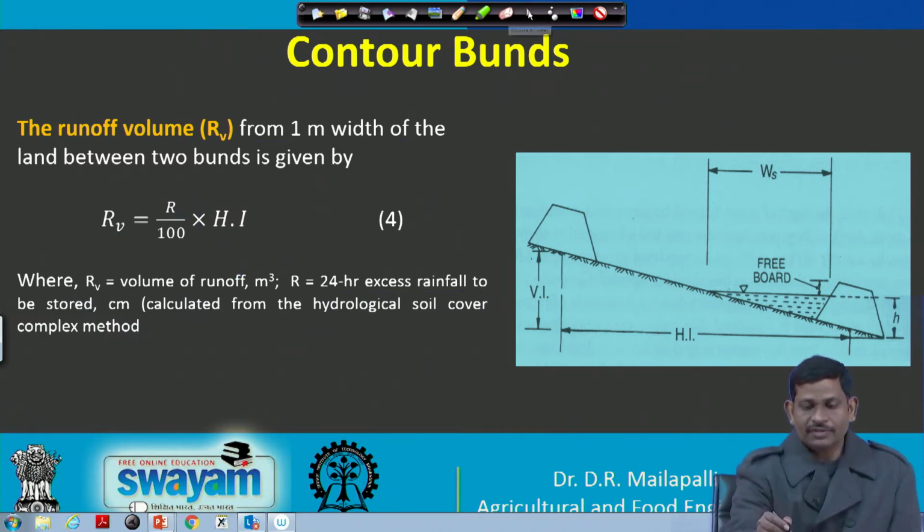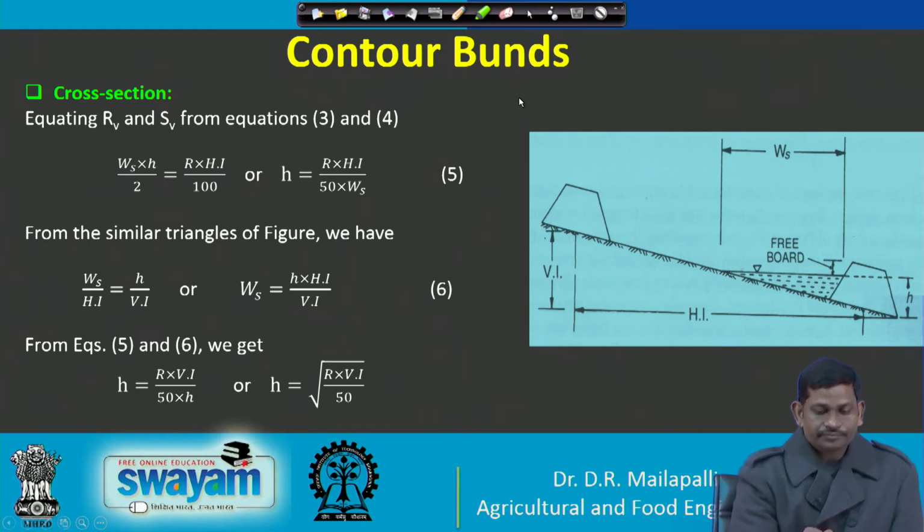Now the next, what we are going to do, the previous equations, the third and fourth, will be considered to be equal now, right?